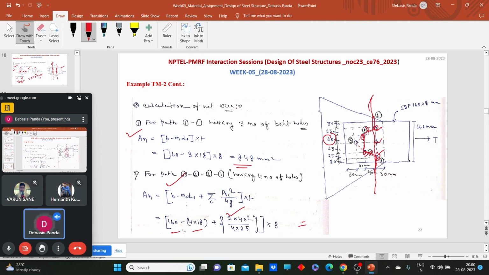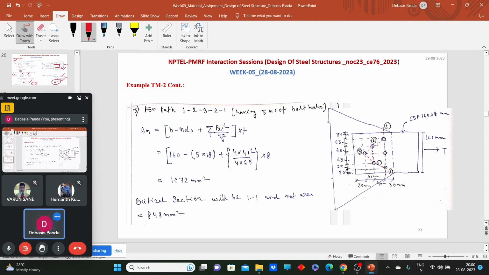Now we have one more path left, 1-2-3-2-1. Along this path, how many bolt holes are there? 5. 1, 2, 3, 4, 5 bolt holes are there. So B minus 5 into 18 plus how many staggered pitches are there? 1, 2, 3, 4. Four staggered pitches are there. So 4 into 40 square divided by 4g. So our 1-1 path or 1-1 section will be the critical section, as the 1-1 section will have the least effective area.